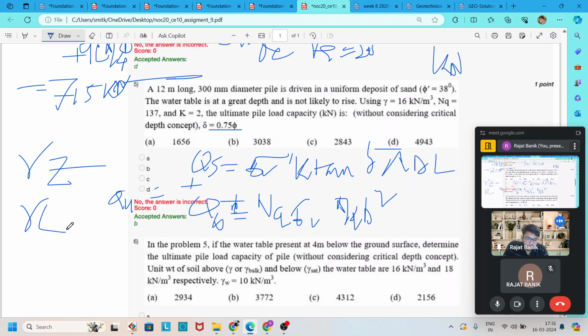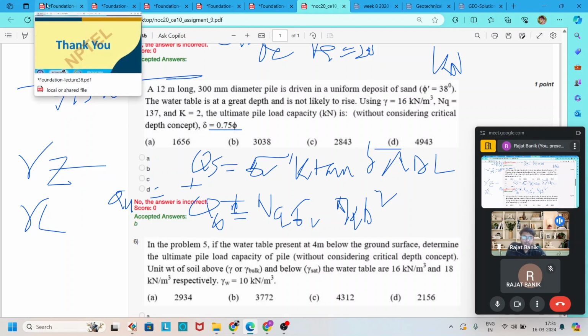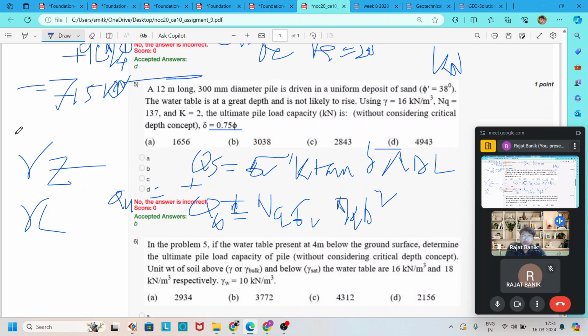I think I made one mistake here. I am calculating it again. Sigma V, sorry. We have to take the average sigma V along the shaft. So sigma V dash is the average.